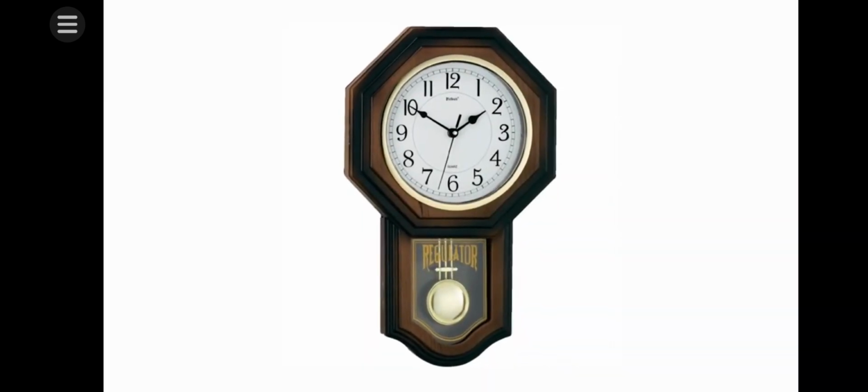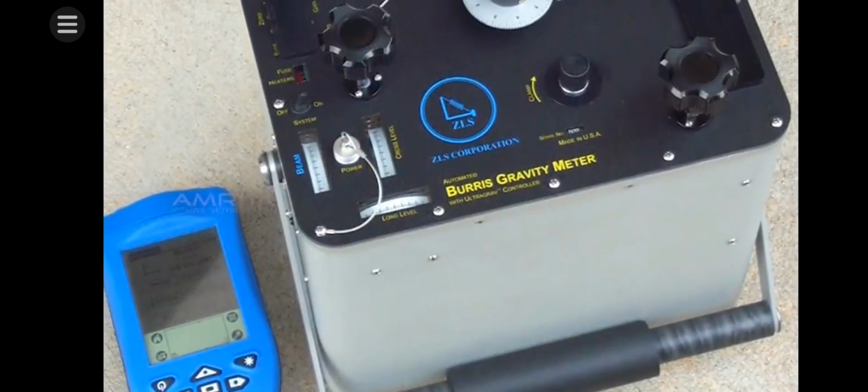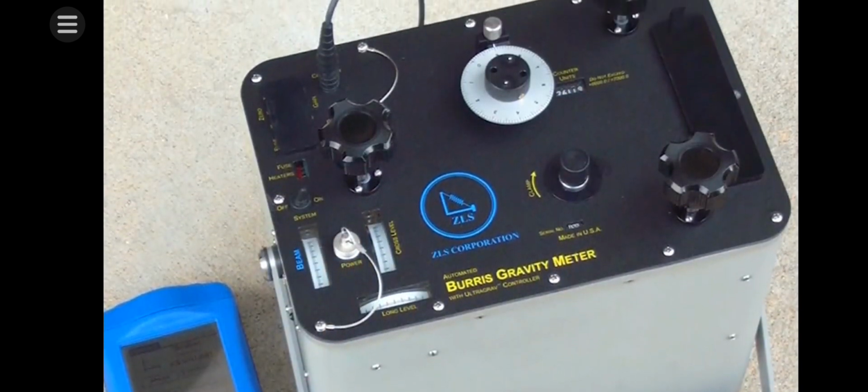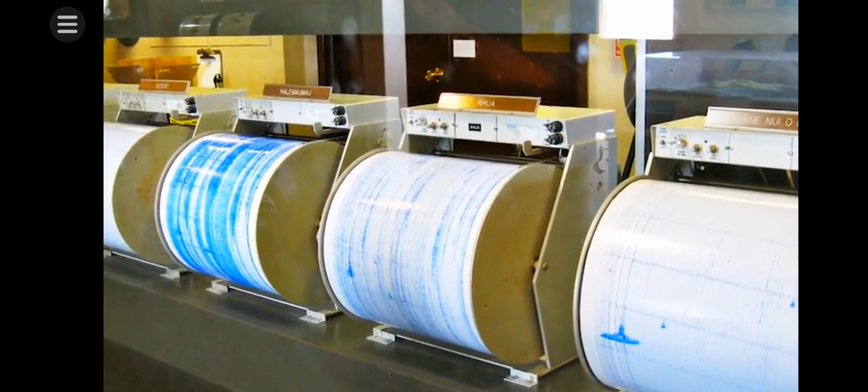Applications: usually simple pendulums are used to regulate pendulum clocks. It can also be used as a gravimeter to measure local gravity. Pendulums were used in early seismometers to measure earth tremors.